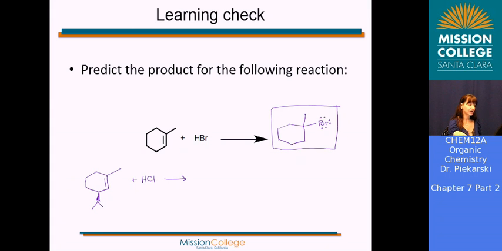And then this one here, how many products did you get? Hopefully you got 2 products. We know with the HCl or the halogen, nothing happened to this chiral center here. We know that the halogen will go on the more substituted carbon. So you may have a product that looks like this, but you also may have a product that looks like this.